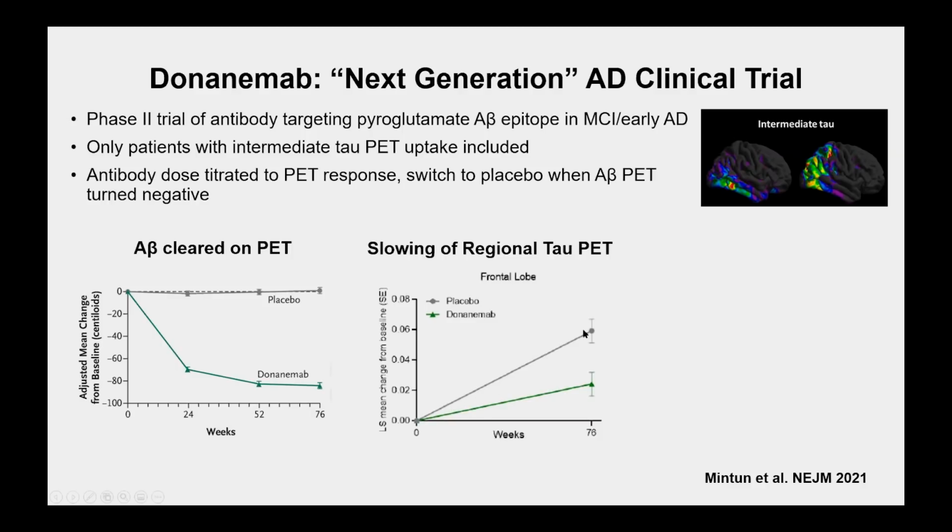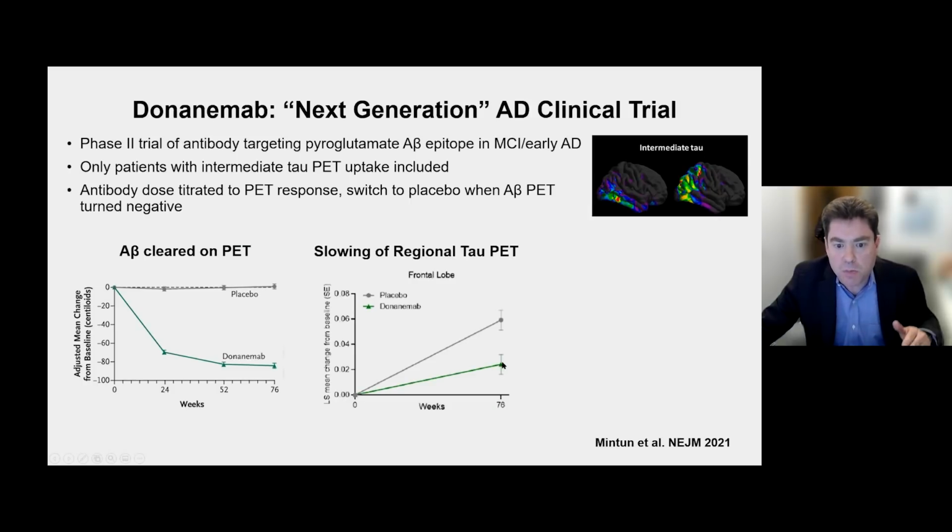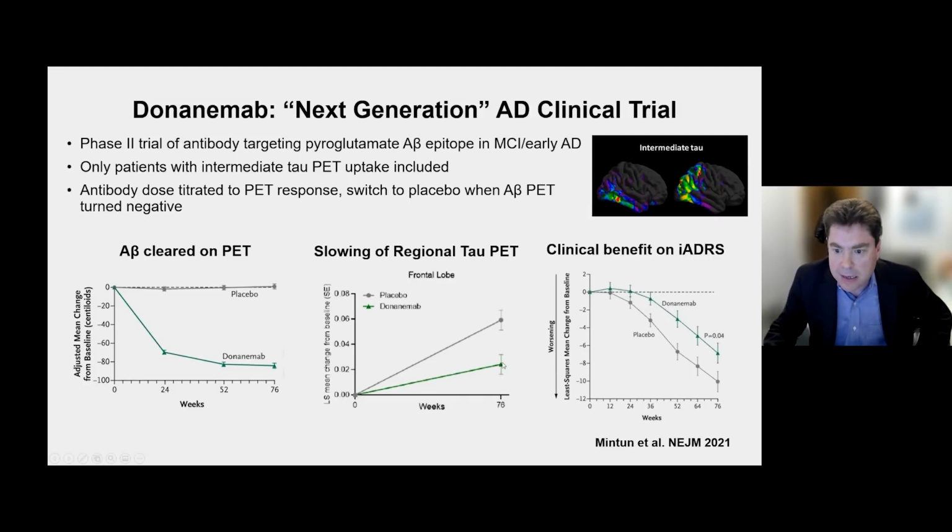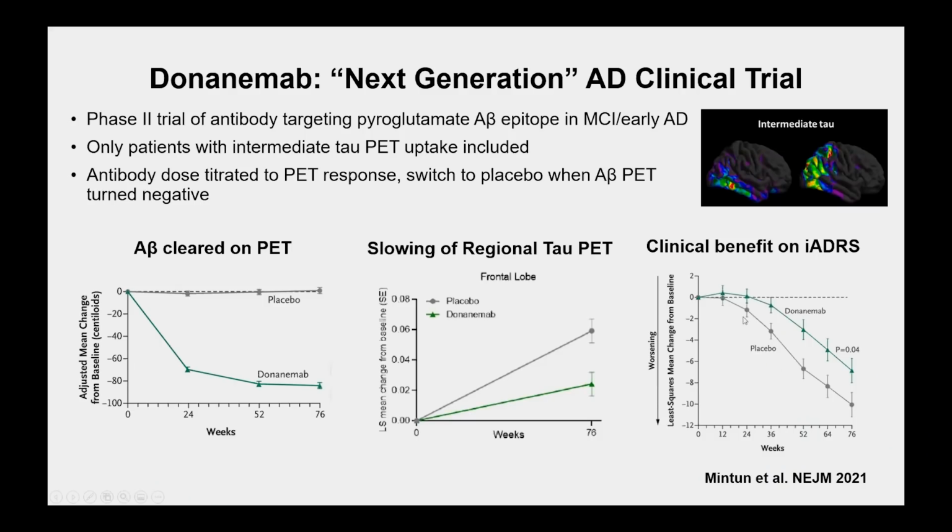Here is tau PET increasing in the frontal cortex in placebo and spreading more slowly in the drug. And remember how I showed you that that spread of tau is what predicts increasing impairment. And sure enough, there was a benefit. This is a different scale, so here going down is getting worse. Placebo got worse, and people who got the antibody got worse, but they got worse more slowly. And so there are new drugs in the pipeline that have clearer data.